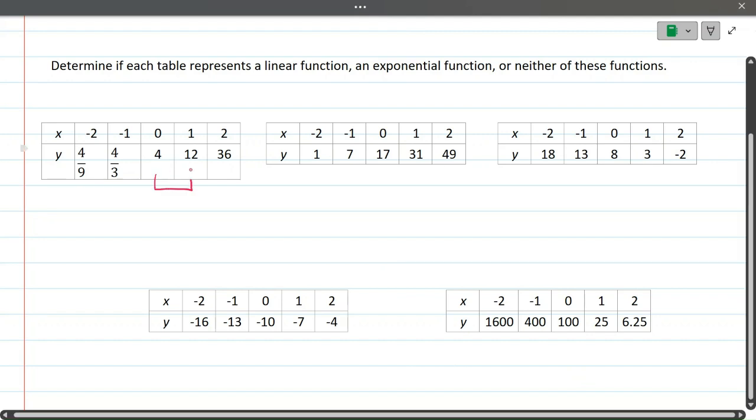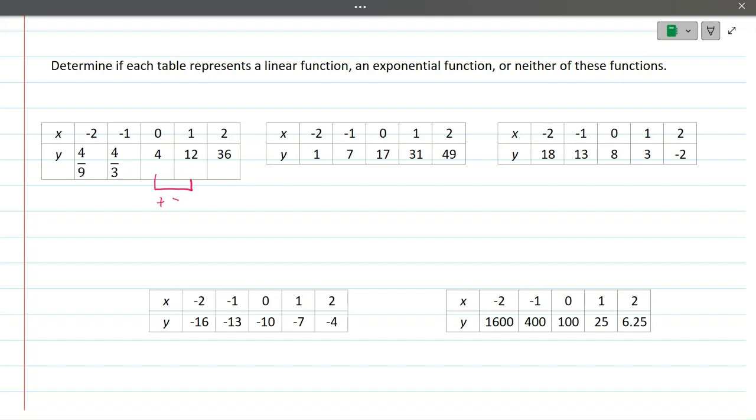So if I'm going from 4 to 12, I could look at this as growing by an addition of 8, or this could be multiplication by 3. If this is linear, we would see this growing by 8 again. 12 plus 8 is not 36, so this cannot be addition. But 4 times 3 does equal 36.